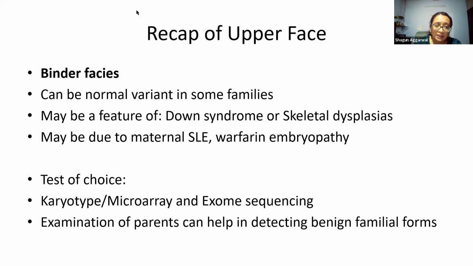So whenever you see this finding on scan, we need to think about all these things. We should surely do a karyotype and, if possible, a microarray also. And then if this is normal, we should also do exome sequencing for the skeletal dysplasias. So we really need to rule out both these categories of genetic conditions.